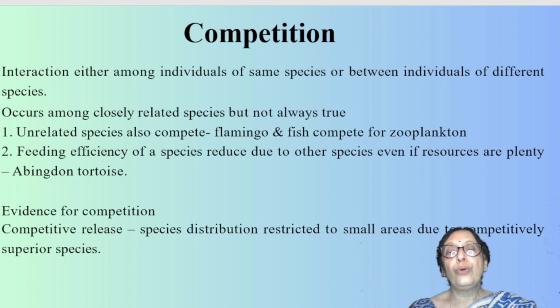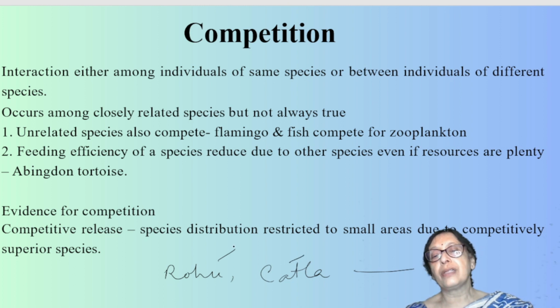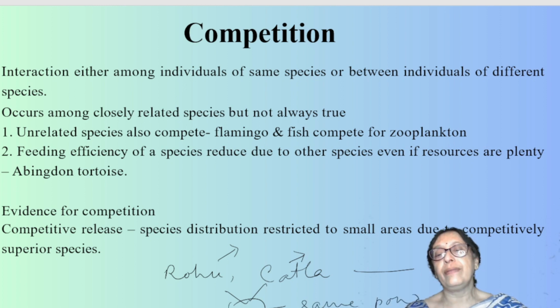Competition is mostly between two unrelated species, but it may also be between two similar ones, like in fish. We know that we can cultivate these two fishes in the same pond because they do not have competition. They get their food from different strata of the water, so we can cultivate them in the same pond. But if they consume the same food, it is difficult. Both of their growth will be hampered.